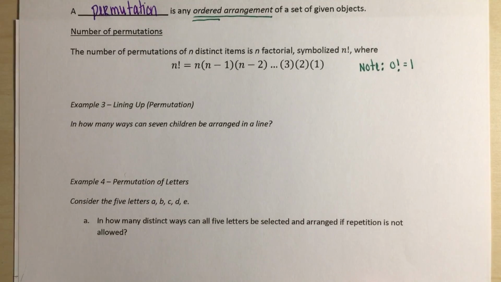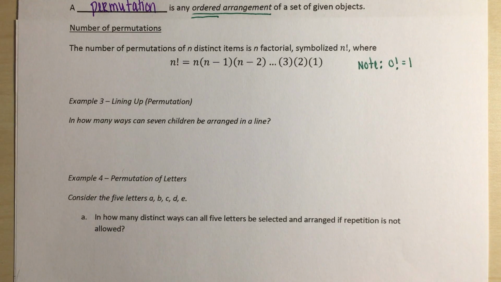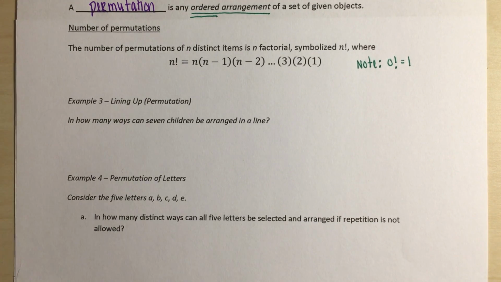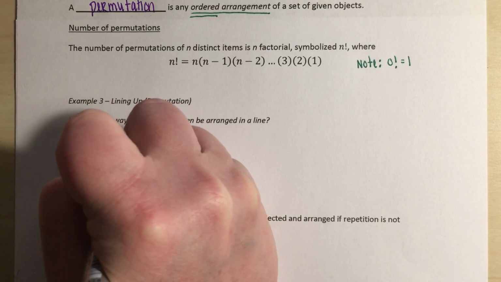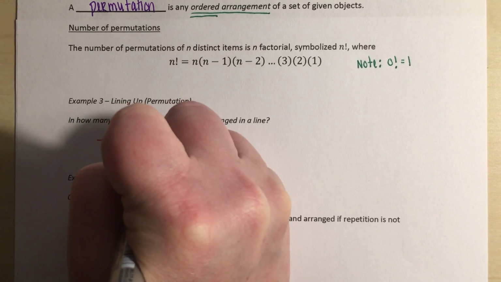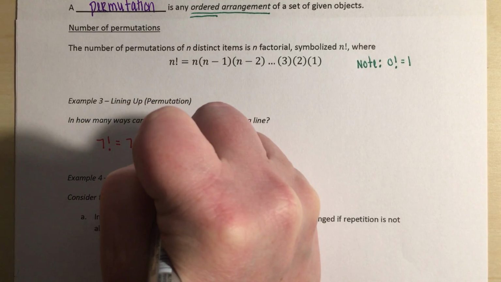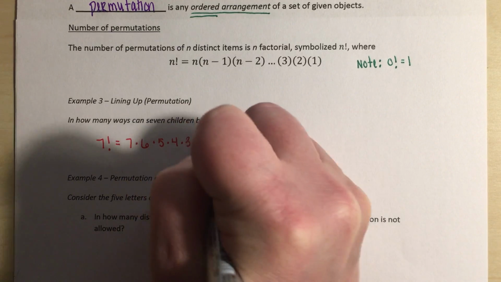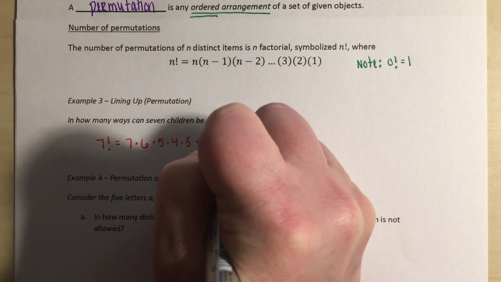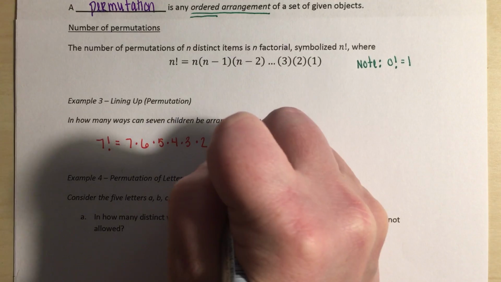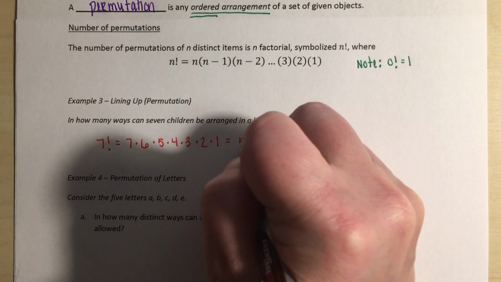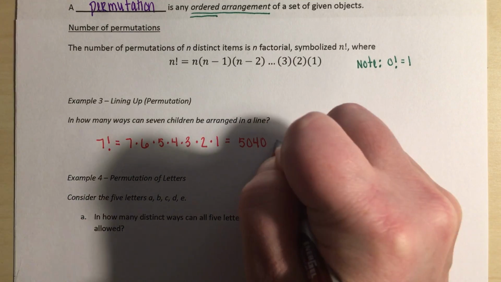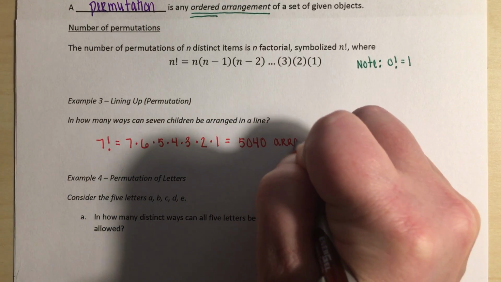All right, so in how many different ways can 7 children be arranged in a line? Okay. So since we have 7, we're going to have 7 factorial. Right, so we're going to take 7 times 6 times 5 times 4 times 3 times 2 times 1. And then if we go through and multiply all of that out, we have 5,040 arrangements.